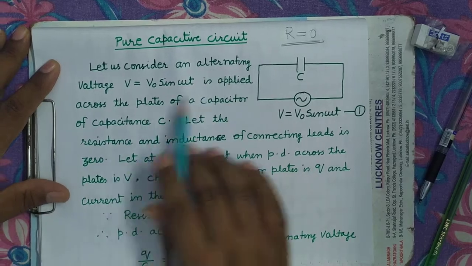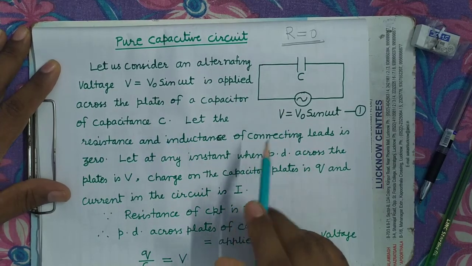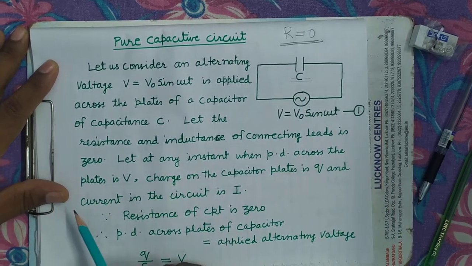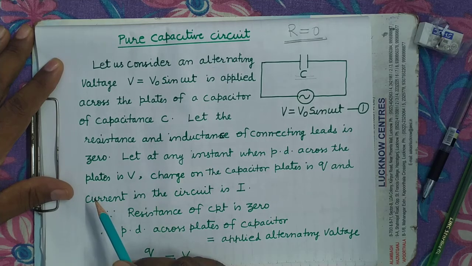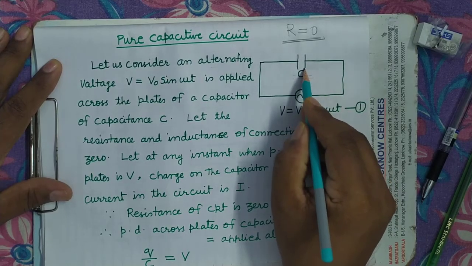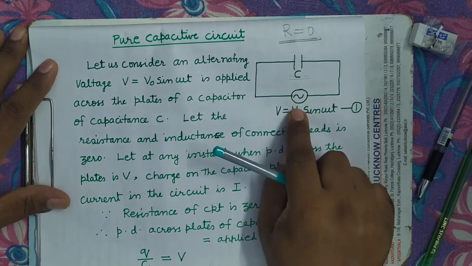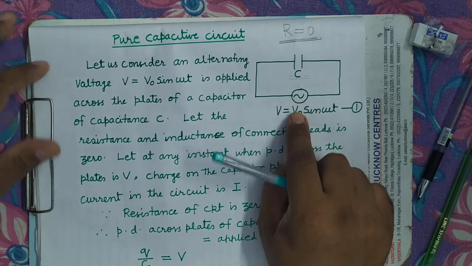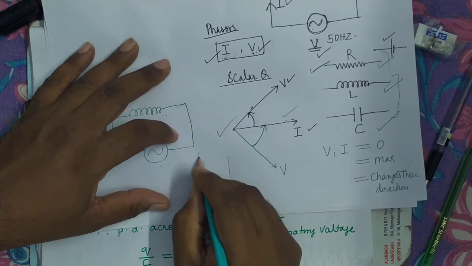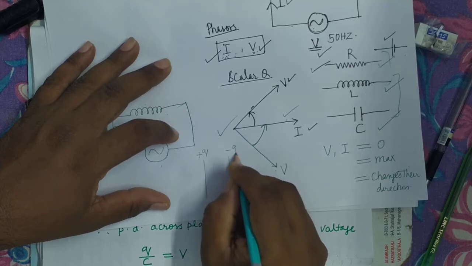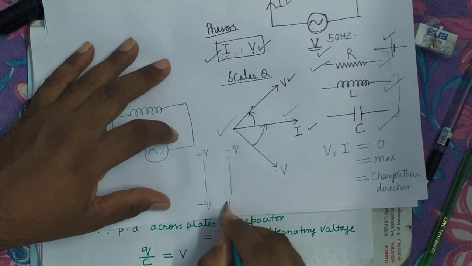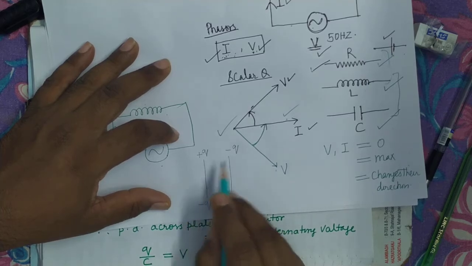Let us consider an alternating voltage V equals V0 sin omega t, which is applied across this capacitor of capacitance C. Let at any instant the charge on the plates of the capacitor be, on this plate, suppose plus Q, on this plate minus Q. Since it is connected to an AC source, what will happen? This polarity will also keep on changing. Here at this moment it is plus and at this moment it is minus. So after some time it will be minus Q, it will be plus Q. Means it will keep on changing.